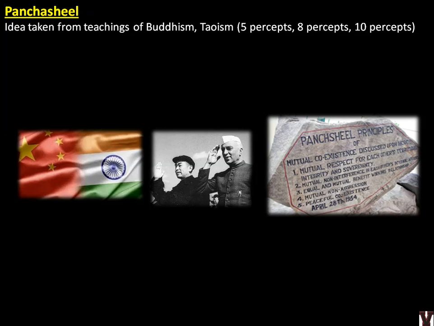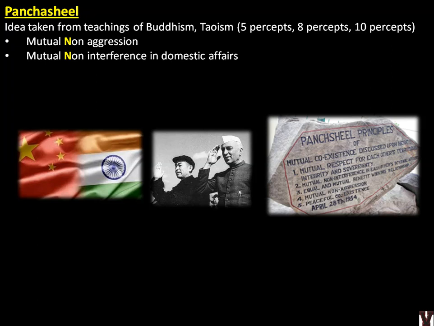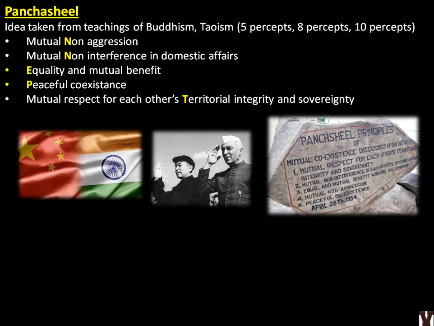Panchsheel, last topic, idea taken from the teachings of Buddhism and Taoism. This is actually just 5 pointers you have to remember, 5 principles of how India-China relations will be. It's actually not good even now, but at that time, these 5, if you see the picture on the rock, are the 5 things. Again, I'll mention: mutual non-aggression, mutual non-interference in domestic affairs, equity and mutual benefit, peaceful coexistence, and mutual respect for each other's territorial integrity and sovereignty.